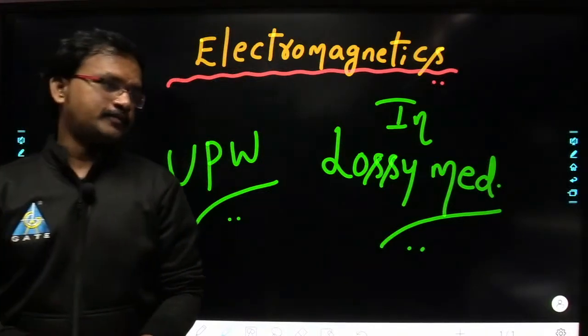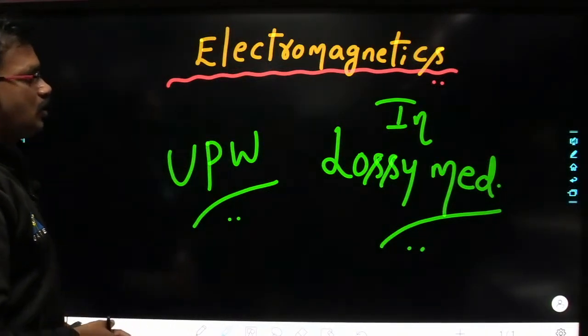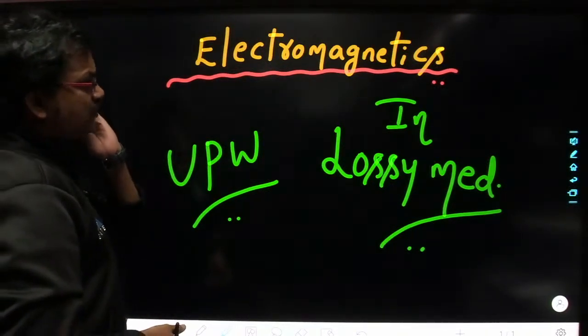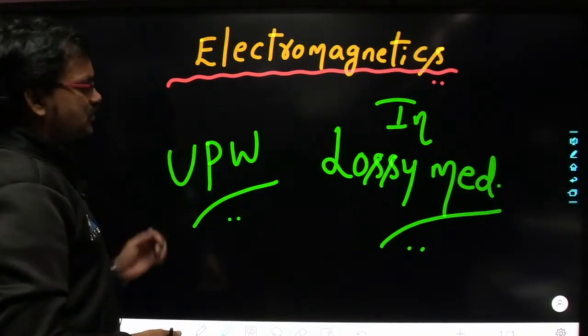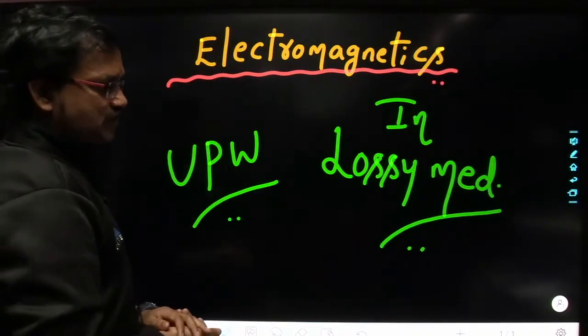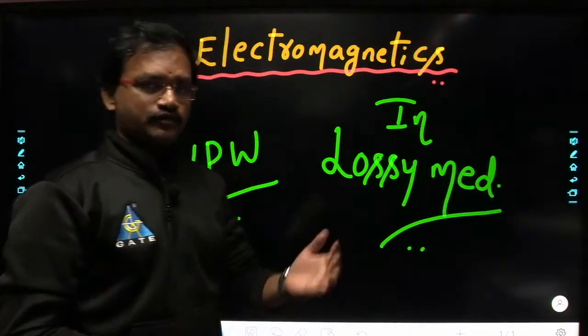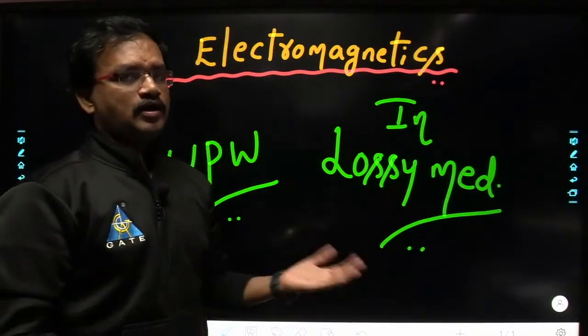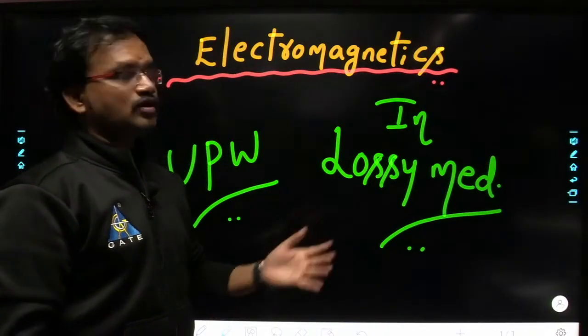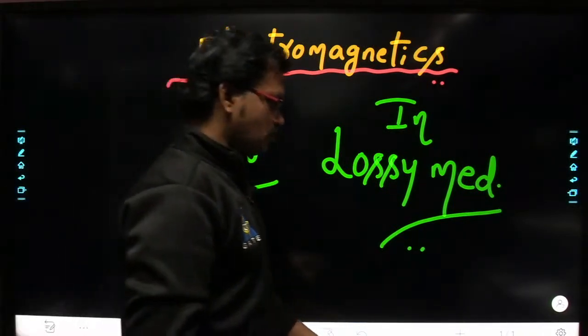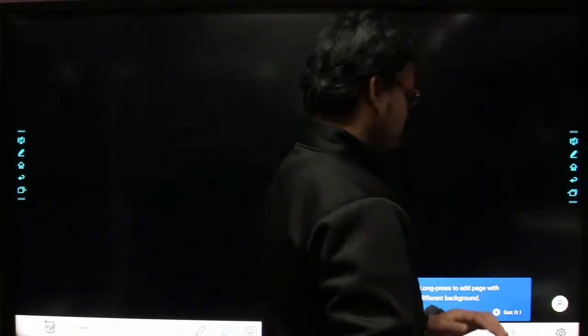Okay. So, we are solving the problems in the topic of uniform plane waves. We have solved the problems in case of lossless medium, and now we are solving the problems in case of lossy medium. So, today also we will try to solve some different types of problems. Let us write down the first question.